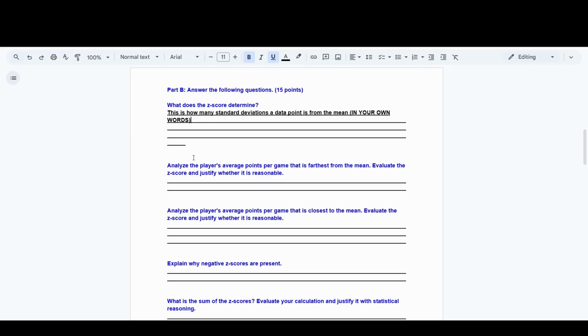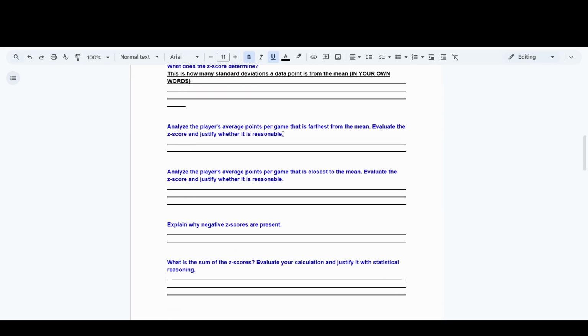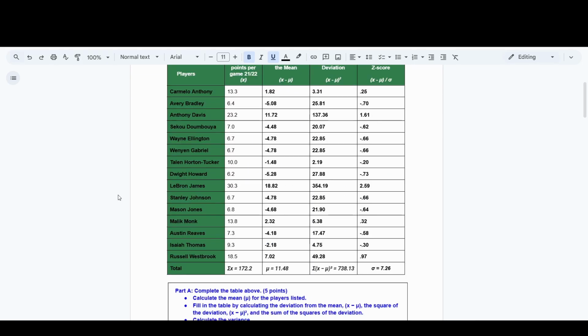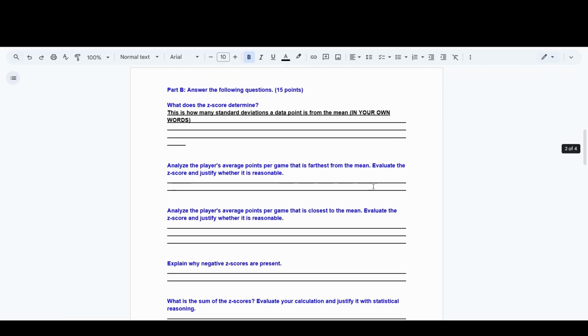The next one, analyze the player's average points per game that is the farthest from the mean. We'll evaluate the z-score and justify whether it's reasonable. So who was the farthest from the mean? Here I'm seeing it's LeBron James had the biggest number. He had a deviation from the mean of 354, and his z-score was 2.59. So he is almost an outlier. If this number was greater than 3, that would be an outlier. So LeBron James is the correct answer.